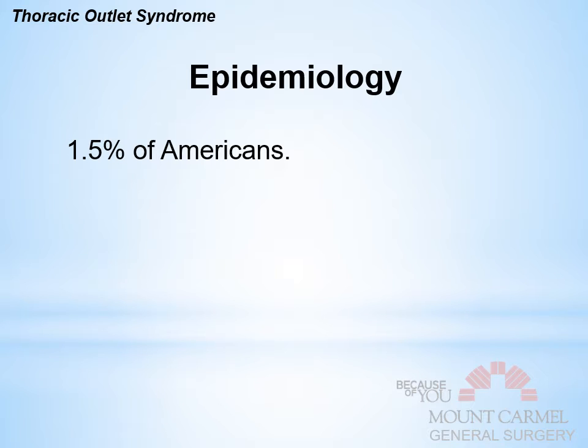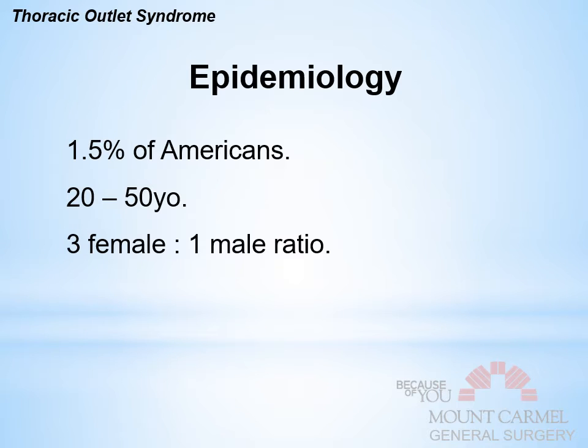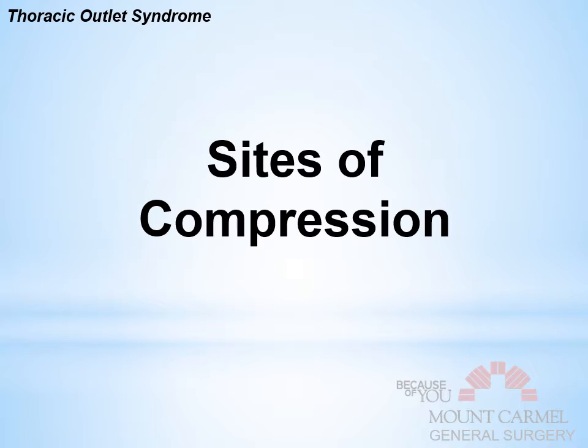So some quick epidemiology here. It affects 1.5% of Americans. It basically emerges in the 20 to 50-year-old range. It affects females with a predominance of 3 to 1, with no racial predominance.